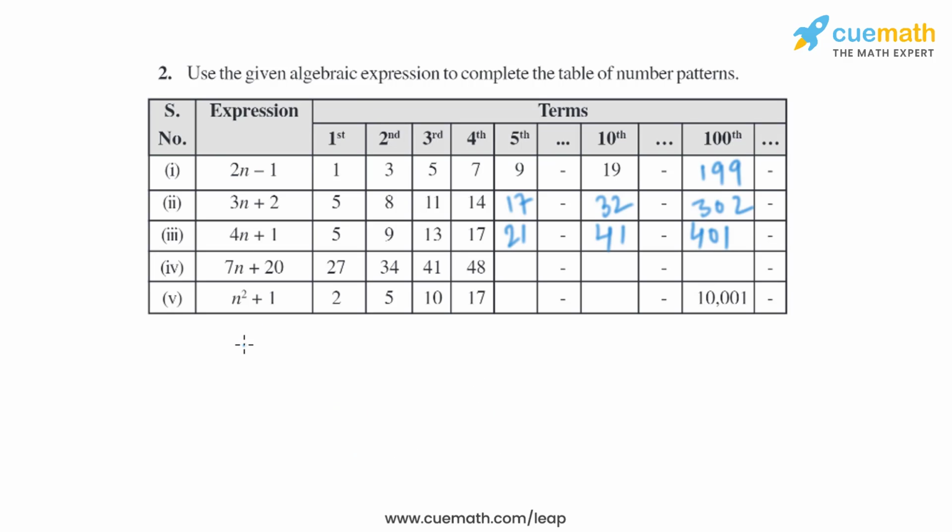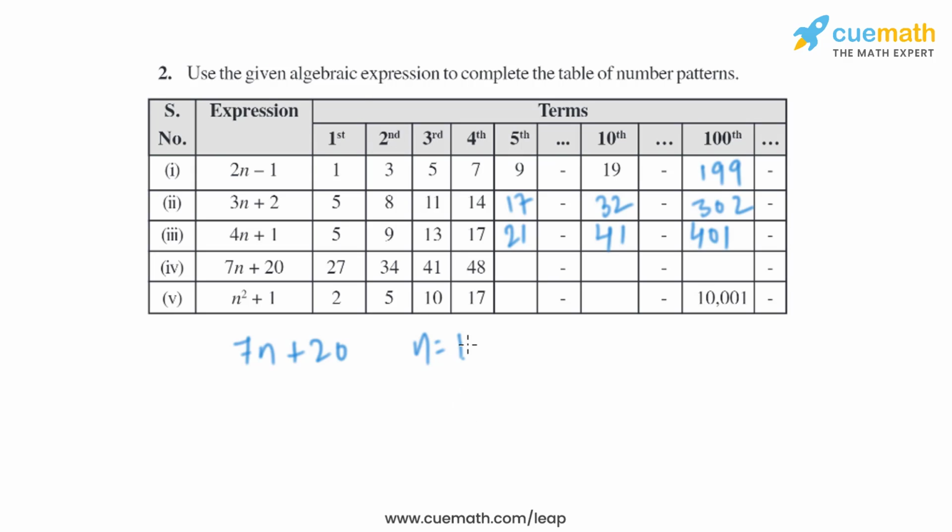Now let's move on to the fourth part. The expression that is given is 7n plus 20 and we have to find the value of 5th, 10th and 100th term. So let's start with n equals to 5. So it will become 7 into 5 plus 20, which is same as 35 plus 20, that equals to 55.